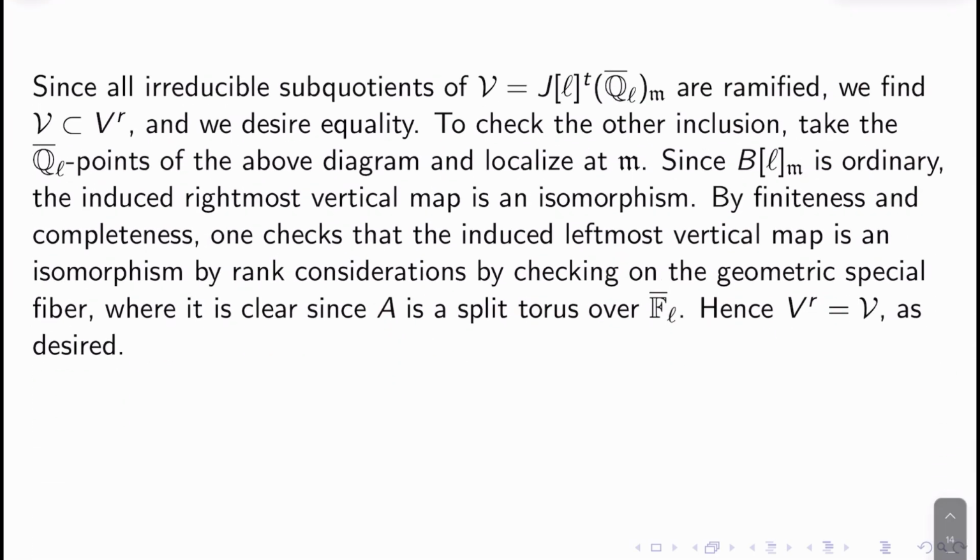Since all irreducible subquotients of 𝒱 = J[𝔏] ⊗ Q̄_ℓ localized at 𝔪 are ramified, we find that 𝒱 is in V^R, and what we're trying to prove is actually equality, if you go back and look at what step 4 actually is from the previous video. So we have one inclusion here.